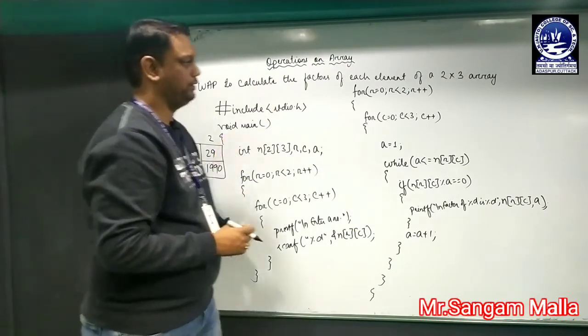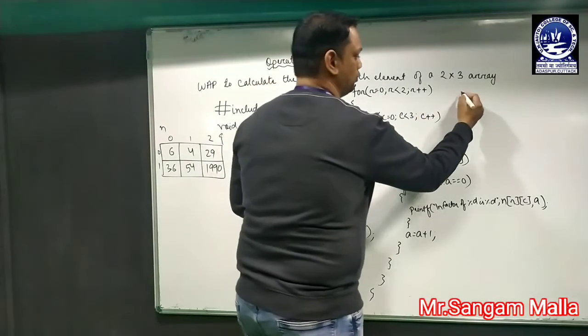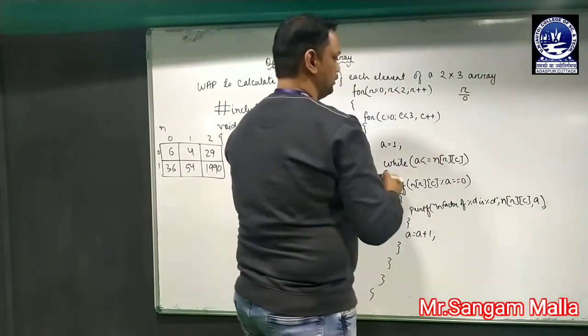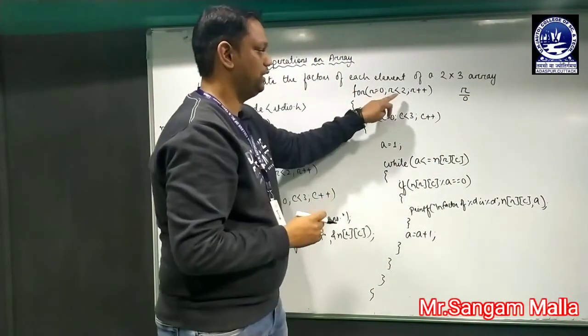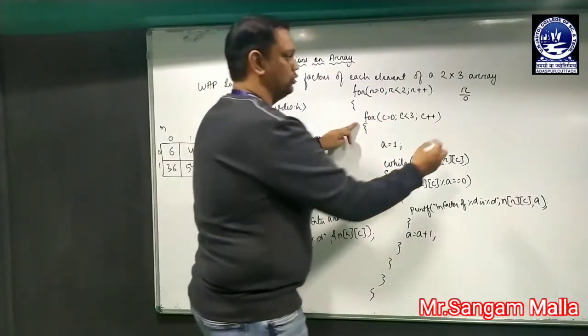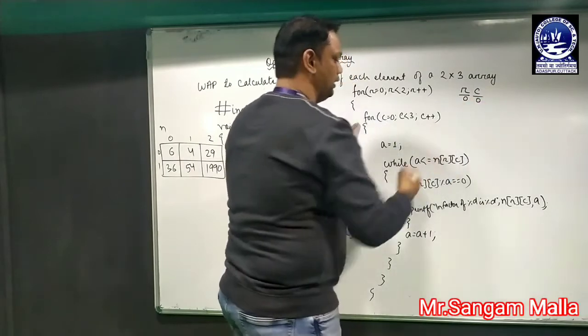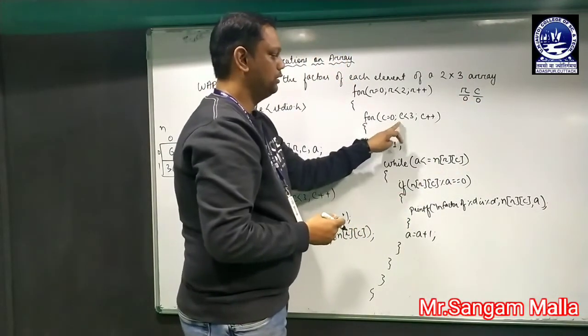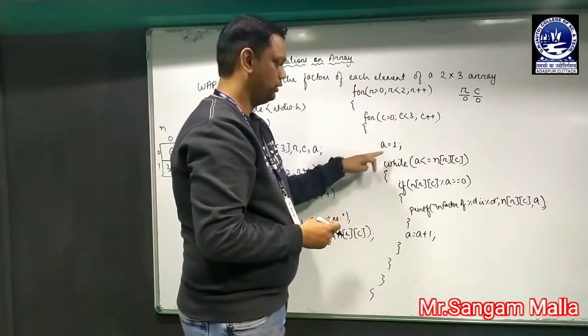So let's verify it. I have written r equal to 0. So r will carry the value 0. It will check 0 is less than 2. Yes, 0 is less than 2. So it will come over here. So c equal to 0. So c will have the value 0. It will check over here, 0 is less than 3. Yes, true. It will come over here.